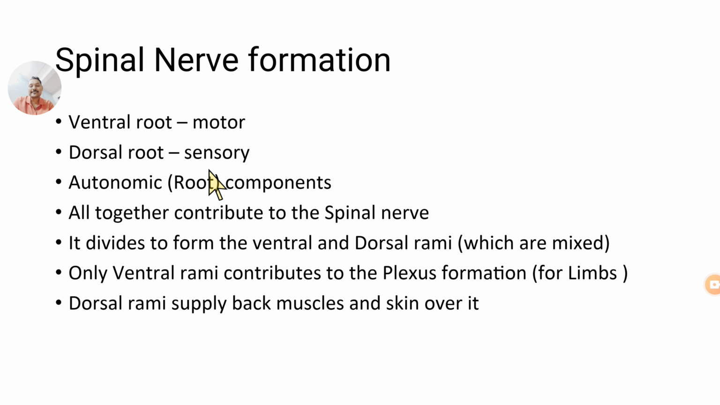The dorsal root is the sensory root, and that is bringing the information towards your brain and the spinal cord. This root is very important, because without sensing anything, you will not be able to give the appropriate motor response. And these two roots are together in a spinal nerve. So these two roots unite to form your spinal nerve.